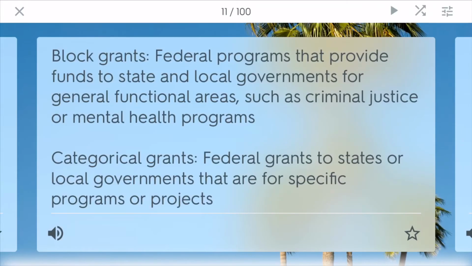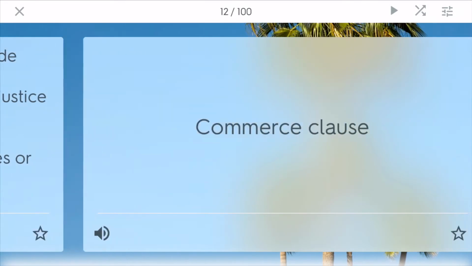One example is the block grant. This is when federal programs provide funds to state and local governments for general function areas, such as criminal justice or mental health programs. These local governments can then take this money and choose to use it however they want. Categorical grants, on the other hand, are federal grants to states or local governments that are meant for specific programs or projects. So if a grant is for federal highways, for example, it cannot be used to make local roads.